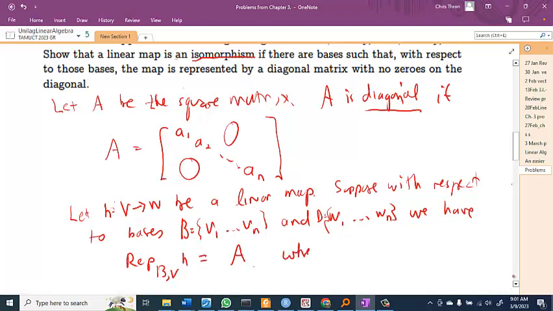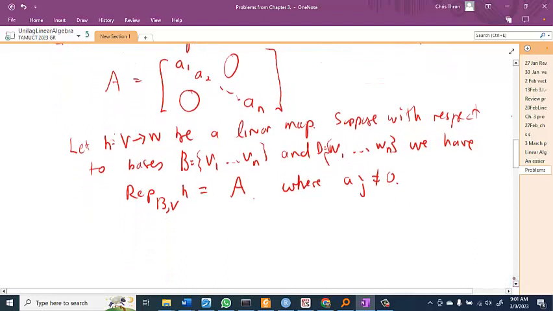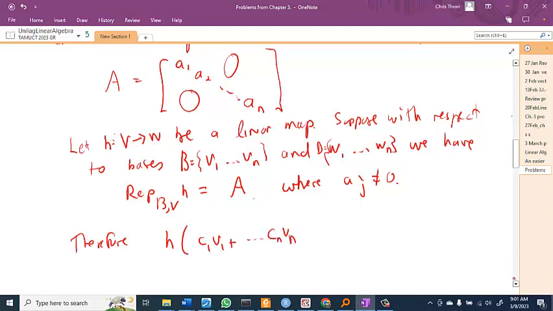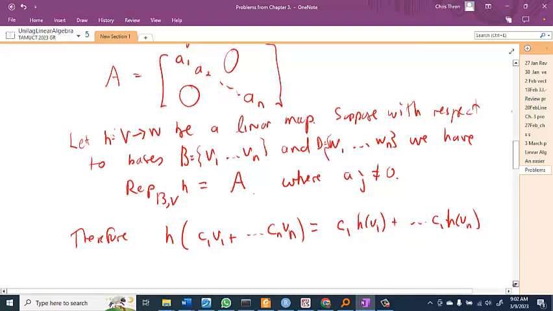Where each a_j is unequal to 0. So what does that mean? Therefore, H of c1 v1 plus ... cn vn is equal to, by the homomorphism rule, c1 times H of v1 plus ... plus cn times H of vn. But these are just w's, right? H of v1.